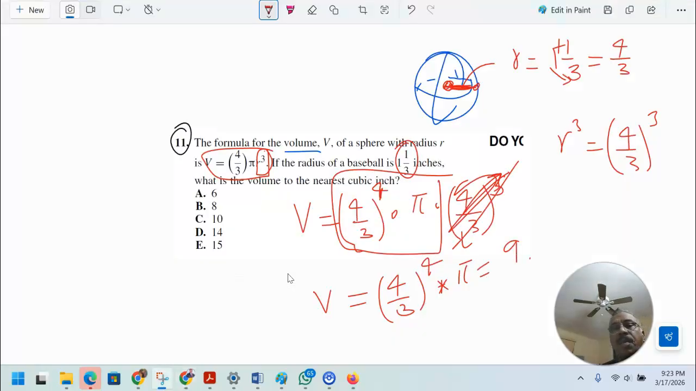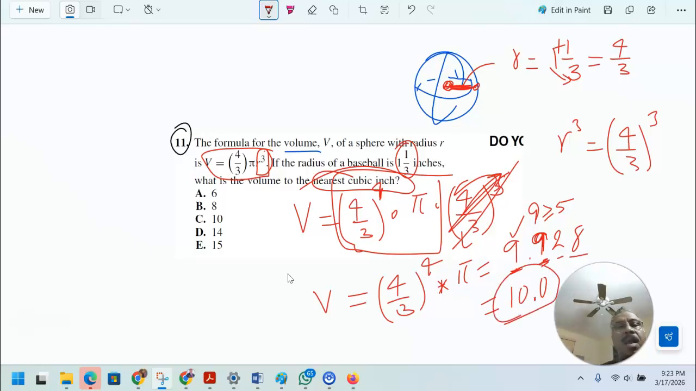So go back there, 9.928, because it's asking you to round to the nearest cubic inch. That means you don't want this in decimal form, you want the whole number. Because this 9 is bigger than or equal to 5, we can increase this number by 1. So this will become 0 here, and this will become 10 here, since 9 plus 1 is 10. And the answer here is 10. So basically, you have to use the calculator for this.